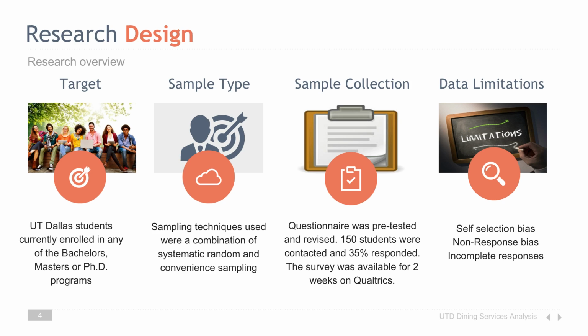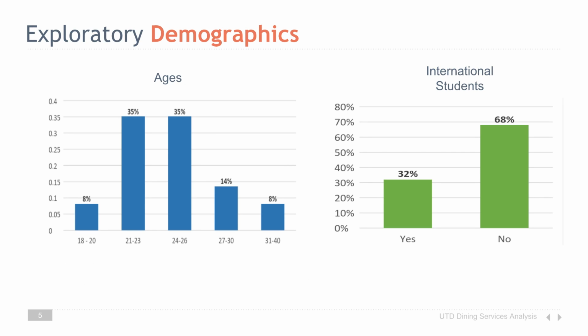In the end, 150 students were contacted and about 35 responded, and we used Qualtrics to hold all of the responses and host the questionnaire. Some limitations that we encountered in our data were the self-selection bias and the non-response bias, because students have pretty strong opinions about this topic. And then we also had our fair share of incomplete responses, which we needed to account for.